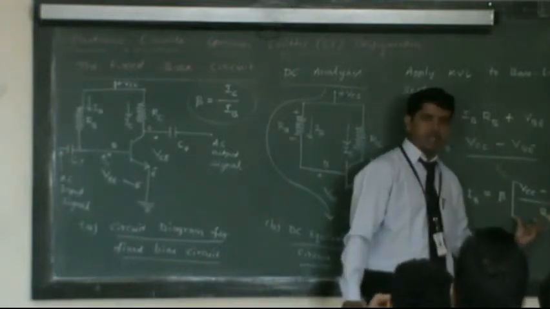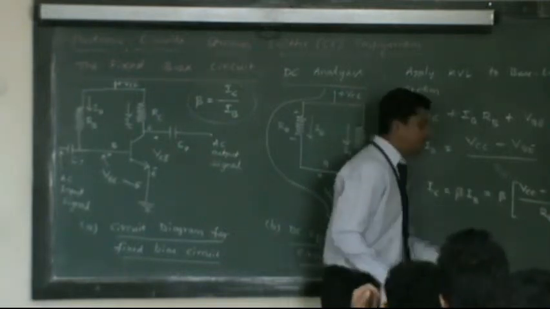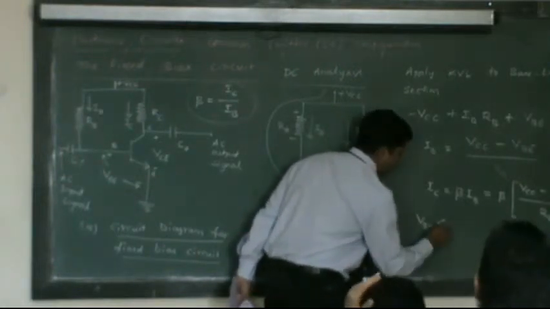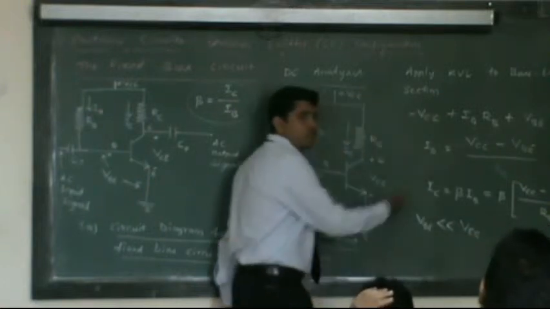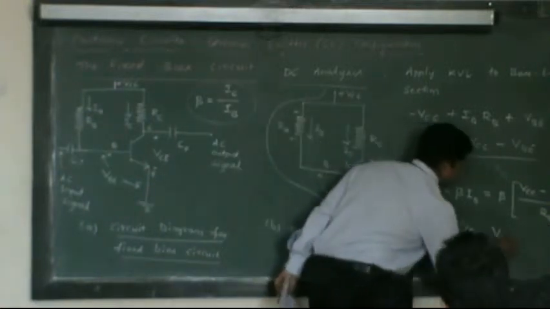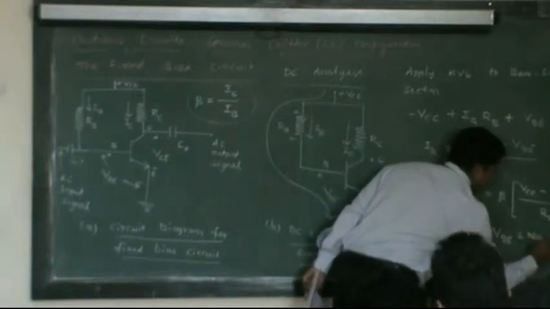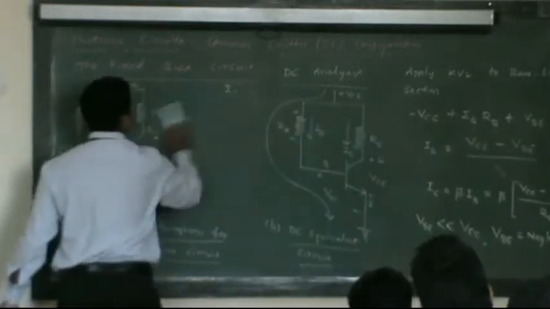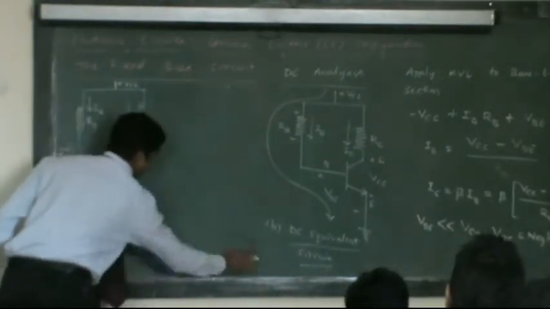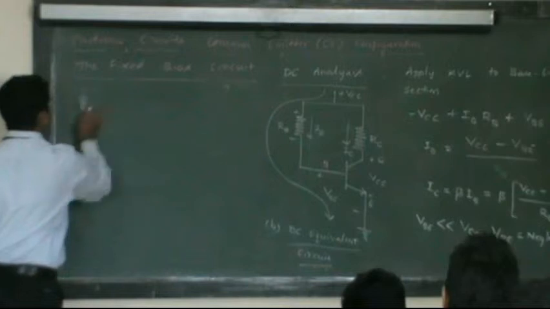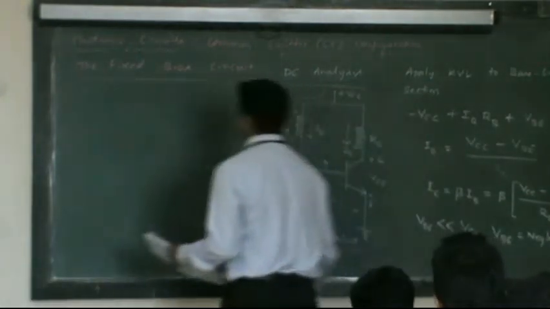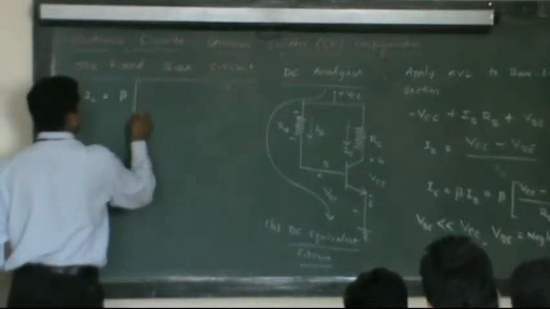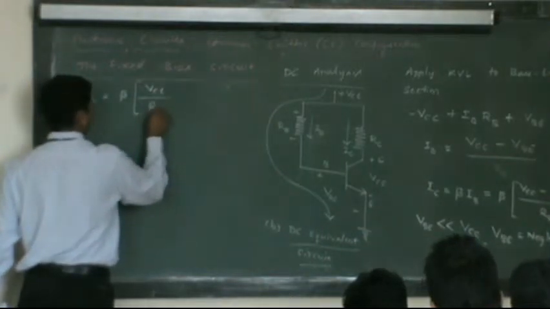I want to make this expression as simple as possible. Why are we going to neglect it? You must know this: VBE is very, very small compared to VCC, so I can ignore VBE. So VBE is neglected. If that is the case, what will be the expression for IC? Here is the simplified expression, which is equal to beta times VCC over RB.